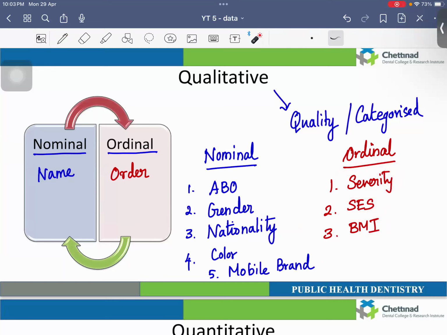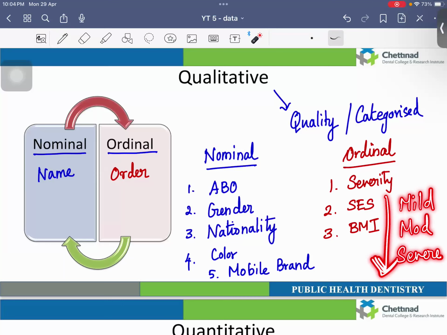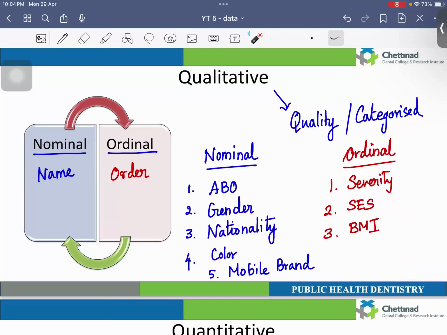For example, severity of anemia: mild, moderate, severe. Mild grade anemia, moderate anemia, severe. For example, less than 11 is mild, less than 10 is moderate, and less than 7 or 8 is severe. So as the list goes from mild to moderate to severe, the severity of anemia increases. Can you understand that? There is an inherent order. Mild means the hemoglobin level is only slightly less. Moderate means moderately less. Severe means very much less. So there is this inherent order.